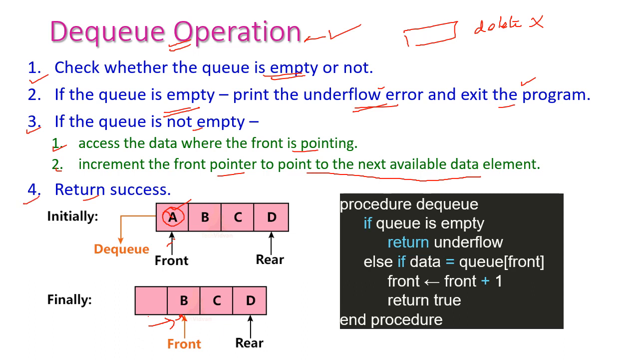And this is the pseudocode for the dequeue operation, procedure dequeue. If queue is empty, then return underflow. We cannot delete, right? Else, that means if data are available in the queue, data equals queue of front, front will be incremented by 1, then return true. That is, delete item succeeded, end procedure. So this is the pseudocode of the dequeue operation.